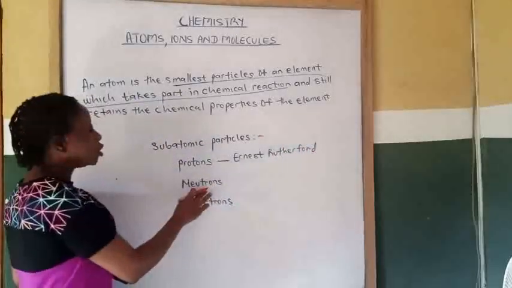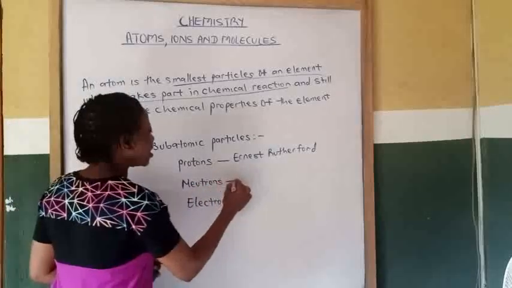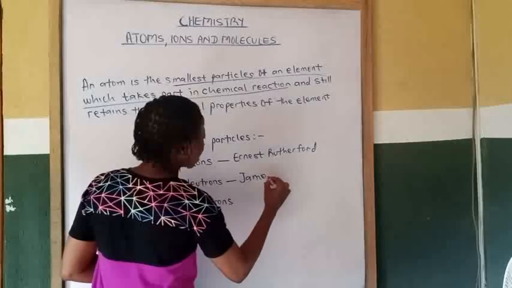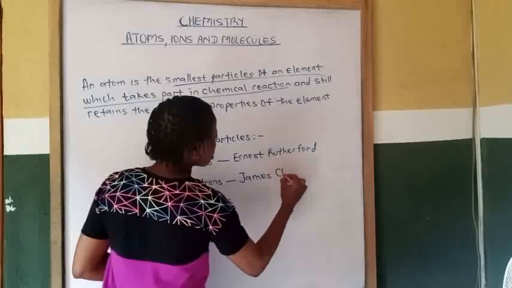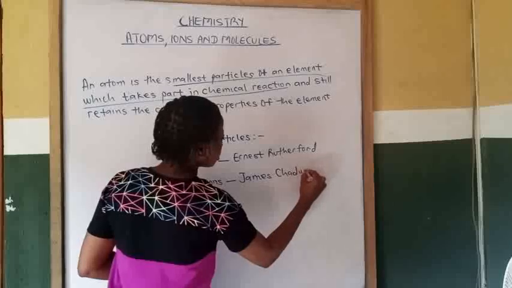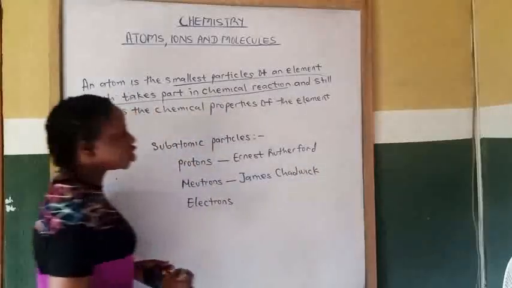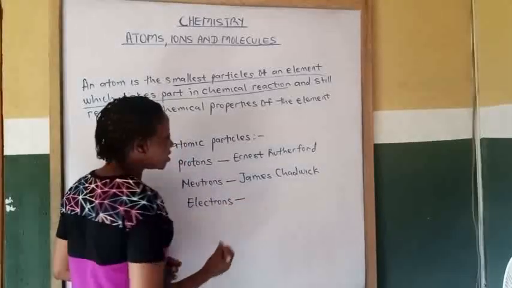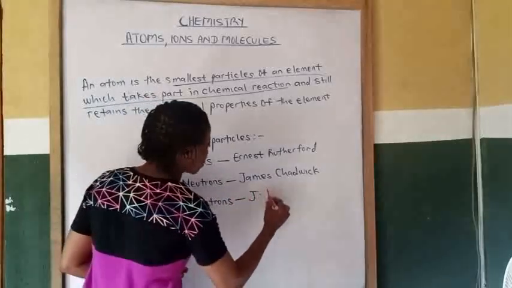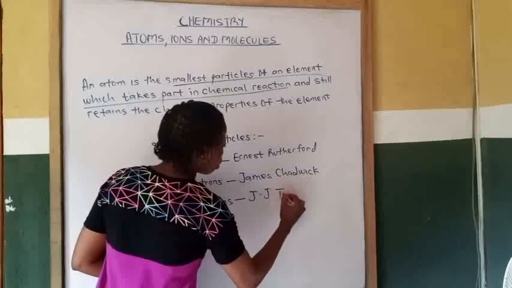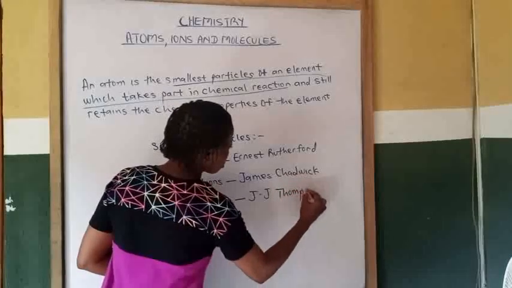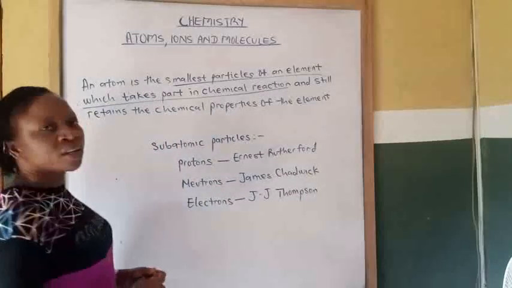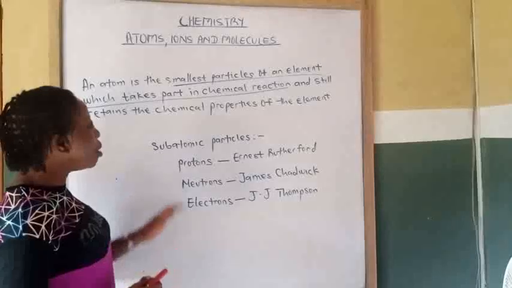The proton was discovered by a scientist called Ernest Rutherford. Then the neutron was discovered by a scientist called James Chadwick. Then the electron was discovered by a scientist called J.J. Thomson. So these are the three subatomic particles.